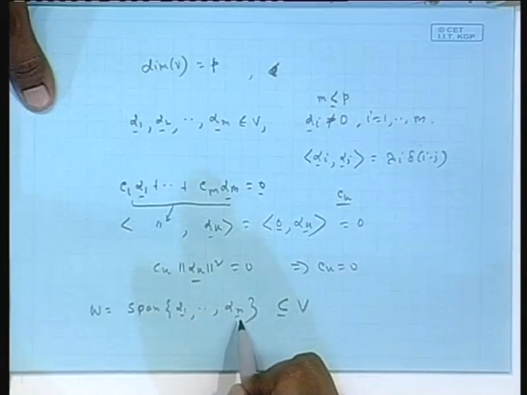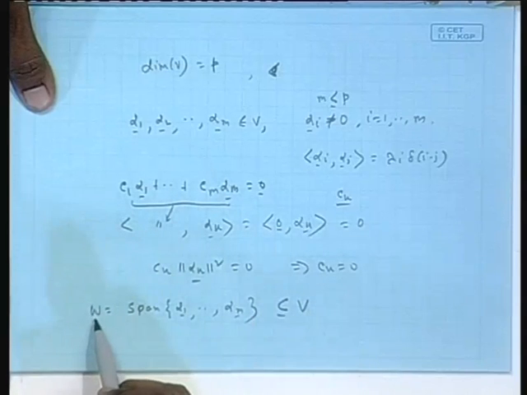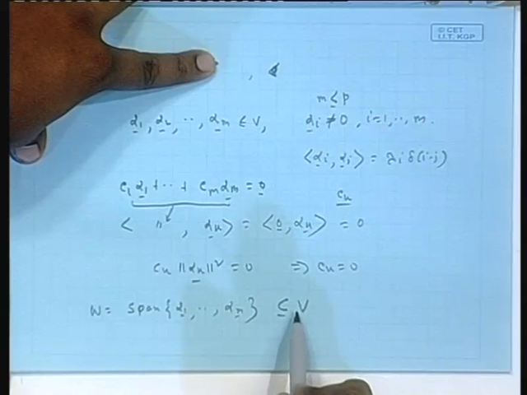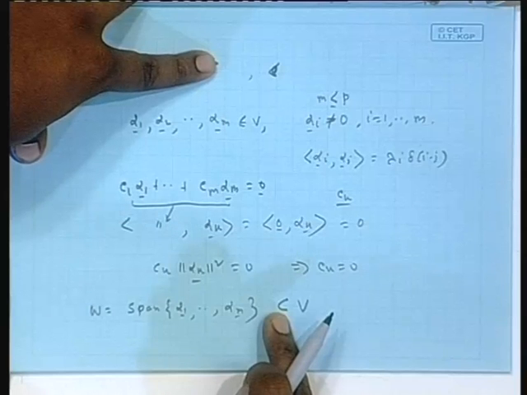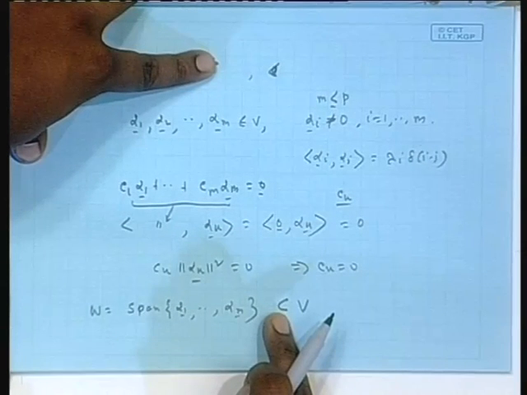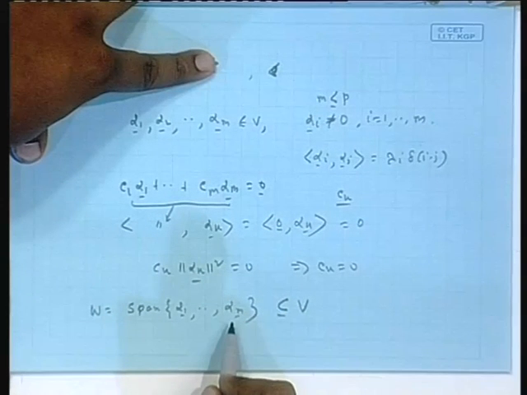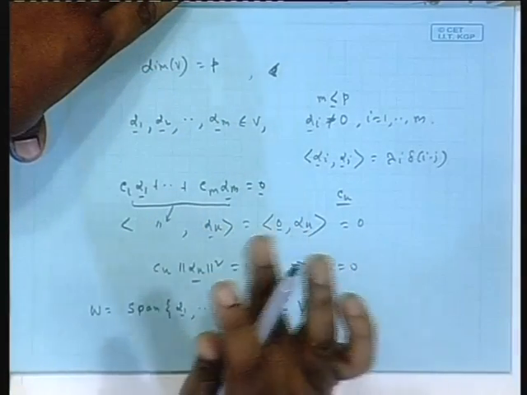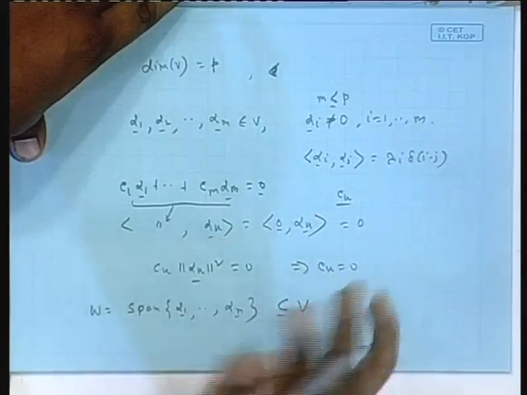Now, suppose m equal to p, and still W is contained in V, that means outside W, inside V, we can find another vector. Suppose alpha 1 to alpha m goes up to p. Firstly, if m is less than p, there is no problem, because our theory was that if the dimension is p, any linearly independent set can have at most p vectors in V, it cannot be more than p. That is what I said.